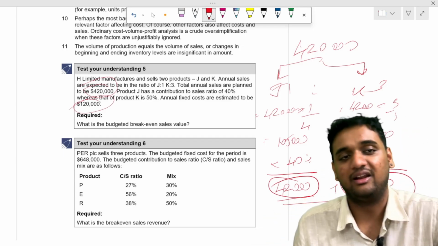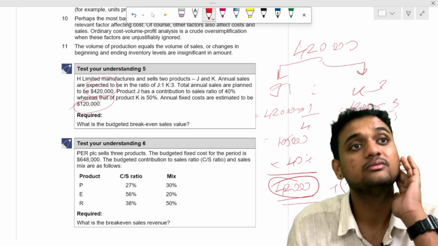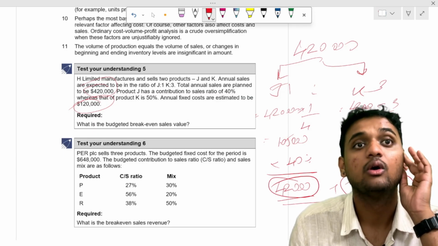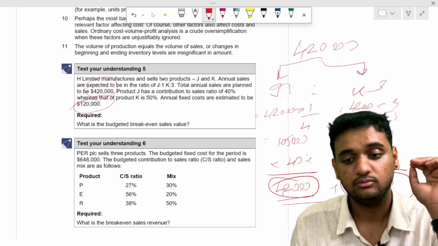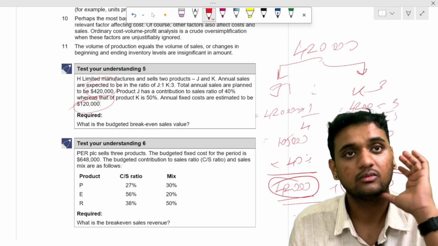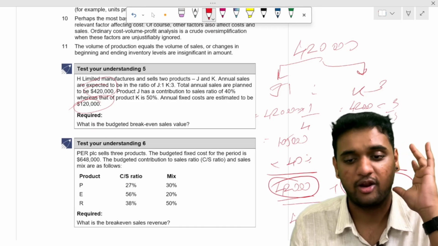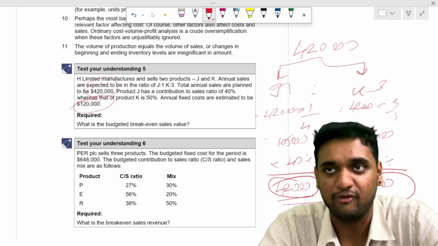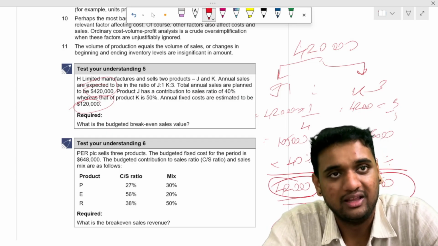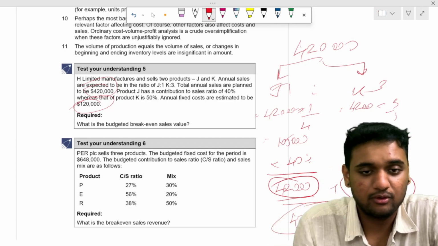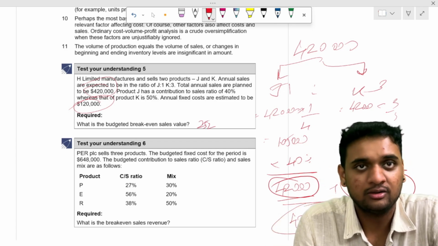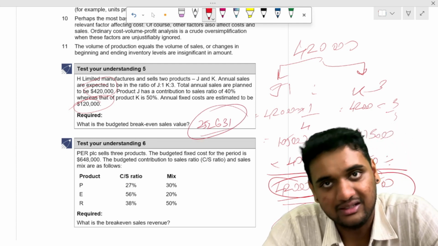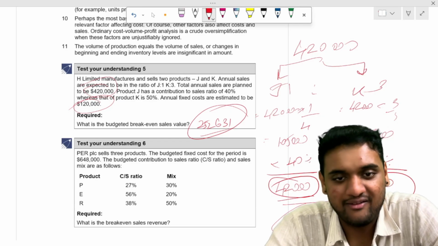Fixed cost divided by the weighted average CS ratio, you will get how much? What is the weighted average CS ratio? 47.5%. What is fixed cost? 1,20,000. 1,20,000 divided by 47.5%. If you do, you will get 2,52,631. This will be the break-even. Same answer for all of you. That's one easy way in which we can find it out.